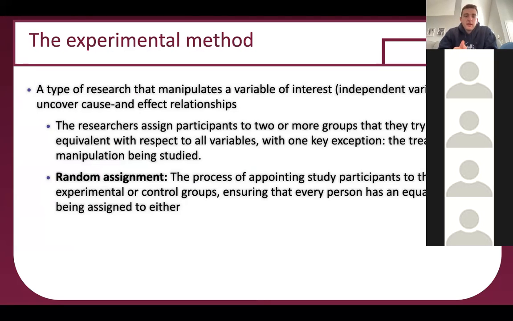Random assignment, an important thing to keep objective. Assigning study participants to experimental or control groups, ensuring that every person has an equal chance of being assigned to either. So we'll talk about why this is important, but the experimental and control groups have to be the exact same up to the point that one gets the intervention and one doesn't.